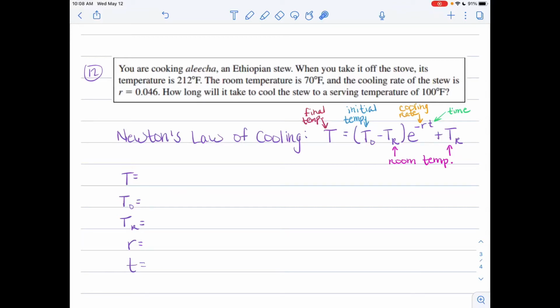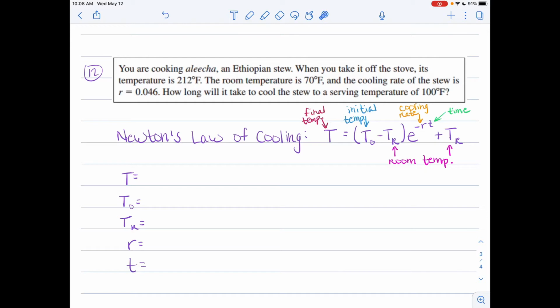I have one final topic today, and it's a real-world problem based on Newton's law of cooling. So I'd like for you to pause the video for a minute and go ahead and write Newton's law of cooling and what each of the individual pieces means, and then we'll come back and talk about it.